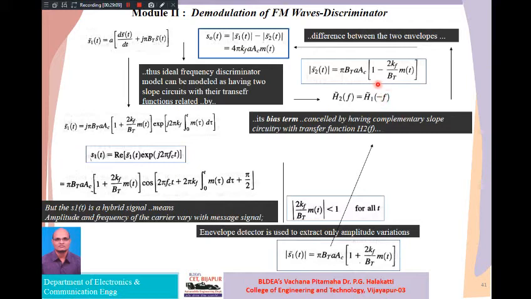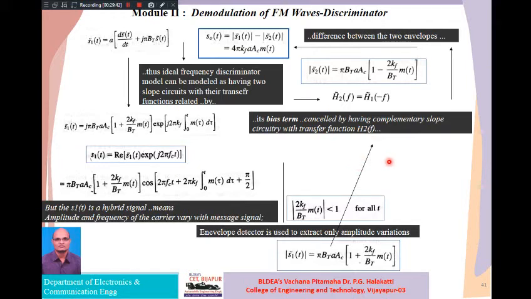And its output you can see when you apply this one as input to the envelope detector. Next, after the slope circuit, its output, that is S1'(t), will be given as input to the envelope detector. The envelope detector's duty is to extract such amplitude variations, subject to this condition. You have to extract that.